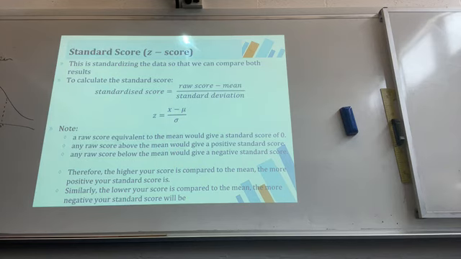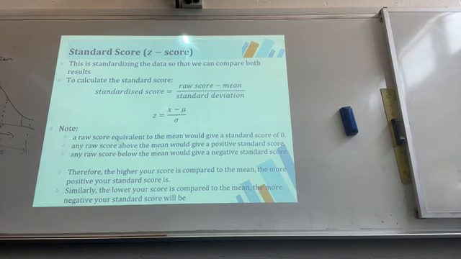Then one standard deviation is 1 sigma away from the mean. And then we've got 2 standard deviations. This is sigma. This is 2 sigma, 2 sigma away from the mean. And then we've got 3 standard deviations away from the mean, which is 3 sigma. Alright? So now, a raw score equivalent to the mean will give a standard score of 0.